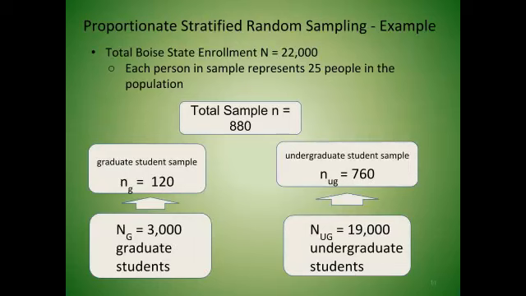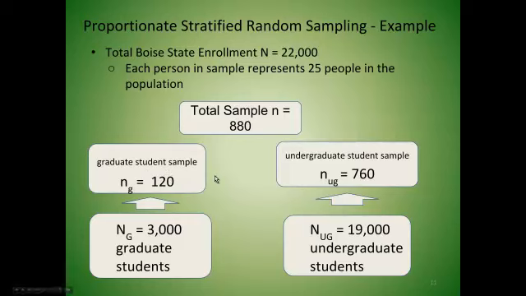Now here we have the example of how proportionate stratified random sample works. Let's say that you want to get a representative sample of all Boise State students. However, you are particularly concerned that graduate students be adequately represented in this sample. And out of the approximately 22,000 degree-seeking students at Boise State, about 3,000 of these, or 15%, are graduate students. So if you used simple random sampling to draw 880 names out of a hat, chances are that about 15% of these names, or 120, would be graduate students.